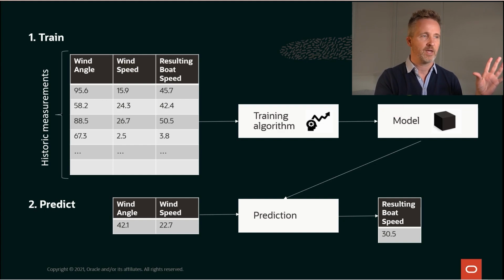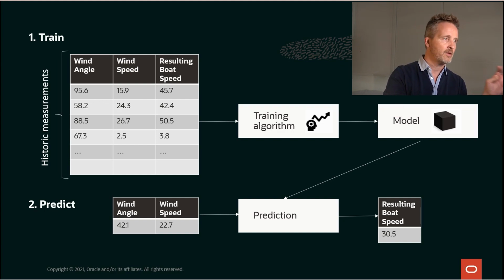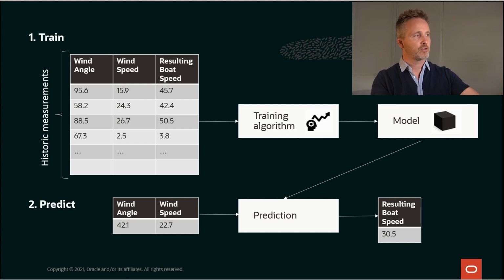Okay, so let's imagine we have the model. So the model can tell us, given a certain wind angle and wind speed, what would be the resulting boat speed, right? So we go to this prediction phase. Imagine we're now on the water, and of course then we have a certain wind speed, that's kind of a given.